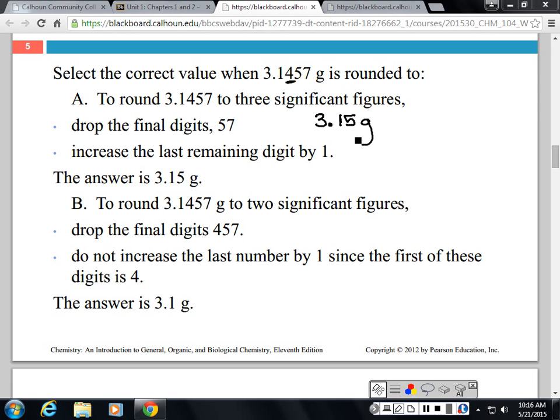If I'm just rounding to 2 significant digits, here's my 2nd significant digit. 4 is less than 5, so I round down. I get 3.1. Of course, that would have been dropped to a 0, but we don't show that because we want to show 2 significant digits. So we get 3.1 grams.